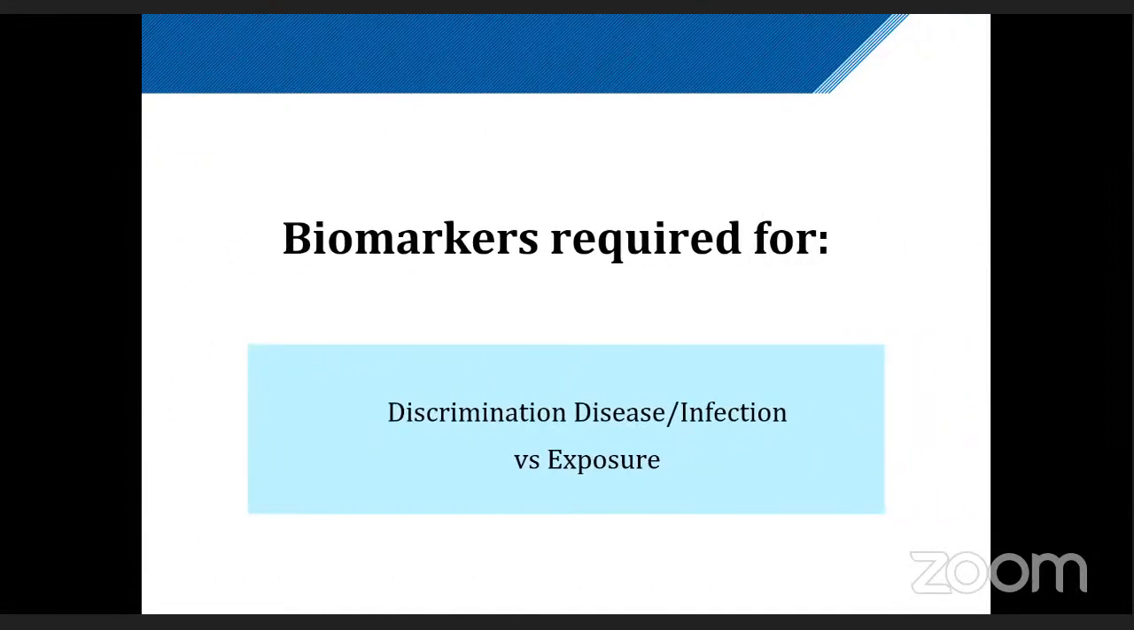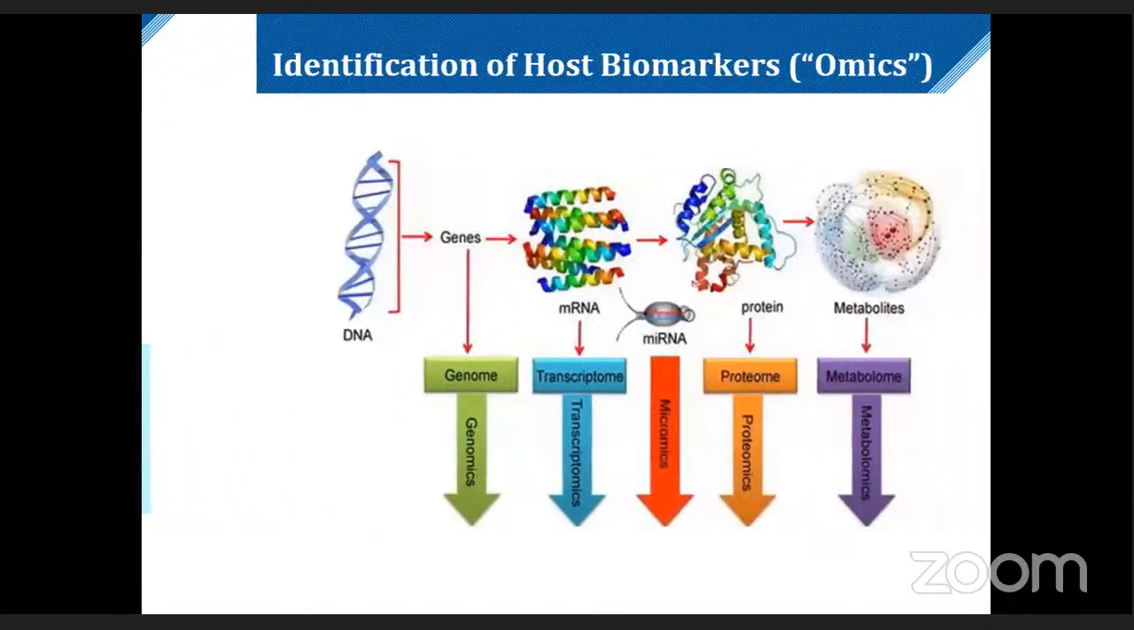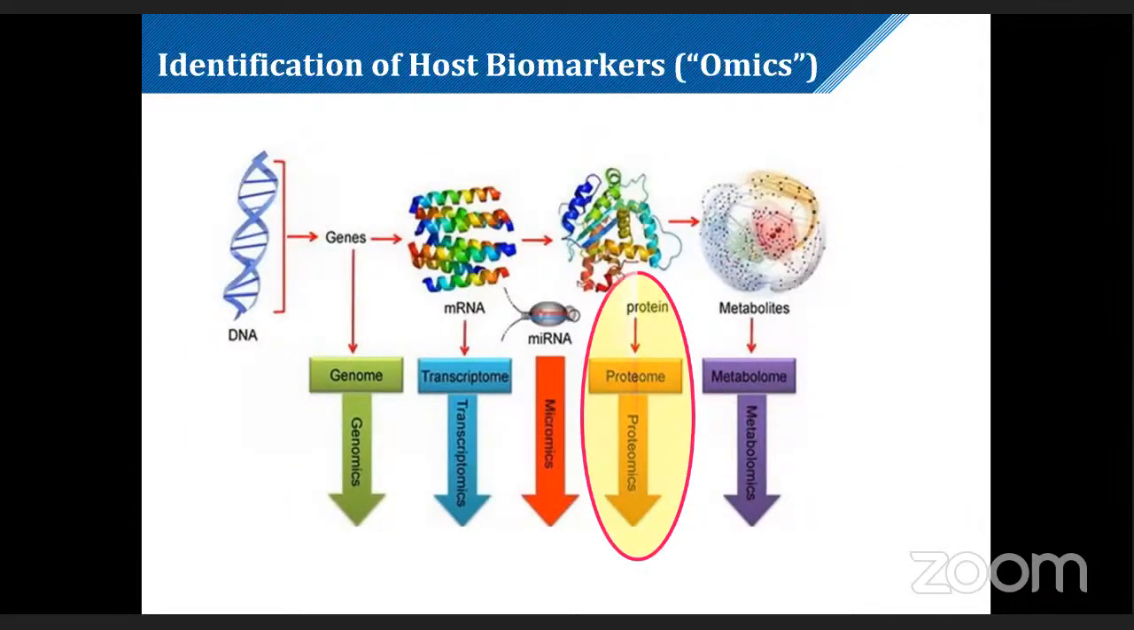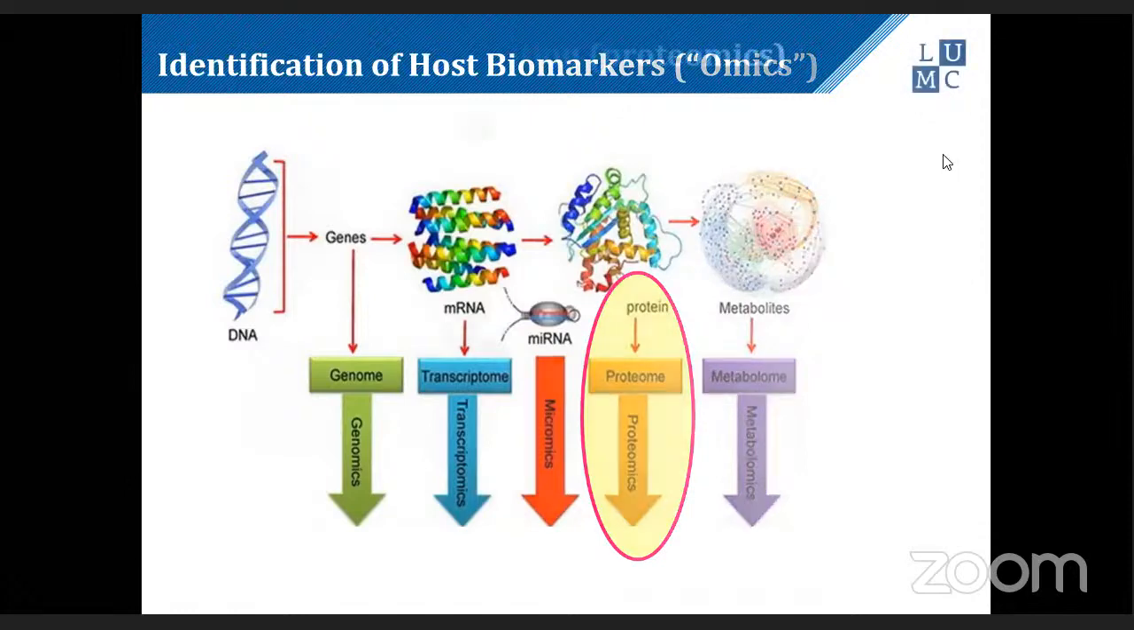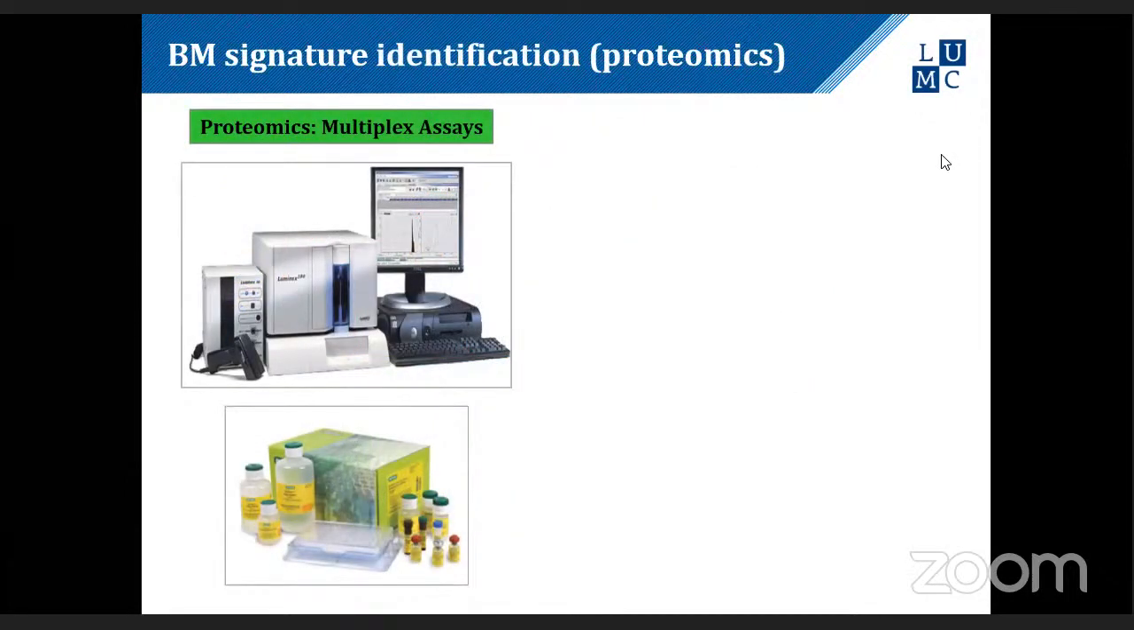So we needed biomarkers to discriminate disease and infection versus those that are only exposed in the general population. And for this, we used the so-called omics approach, to identify host biomarkers via either genomics, transcriptomics, metabolomics, or proteomics. What I will tell you next will only focus on the proteomics approach, so identifying proteins that can be used as biomarkers.